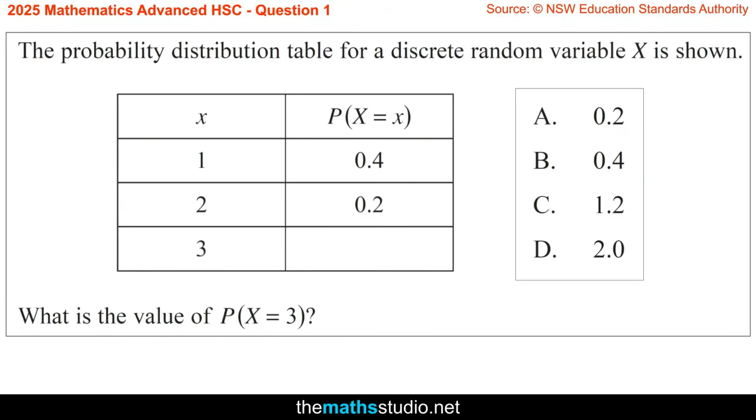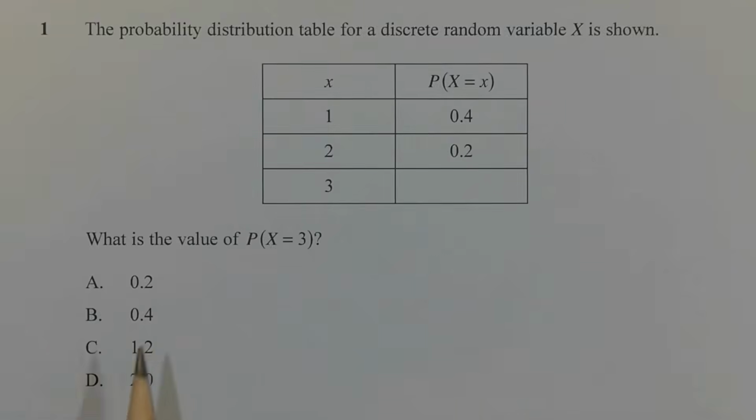Question 1. The probability distribution table for a discrete random variable x is shown. What is the value of P(x = 3)? The question is asking for the probability that the random variable x is equal to 3. And because it's asking for a probability, the value must lie between 0 and 1.